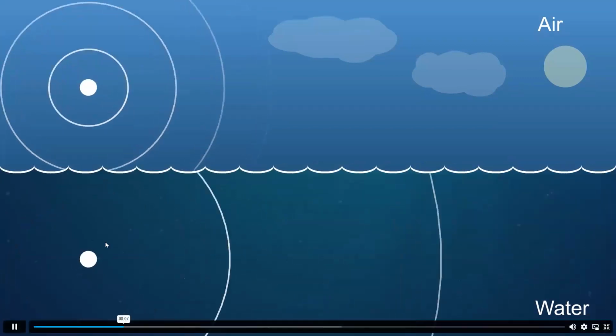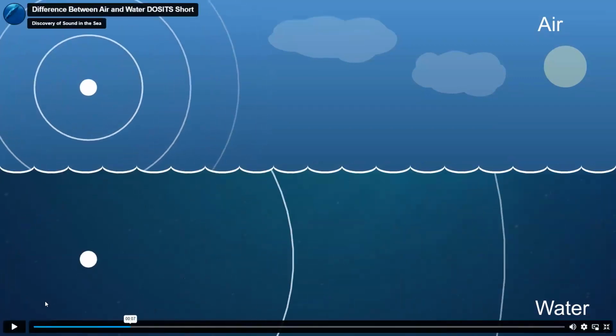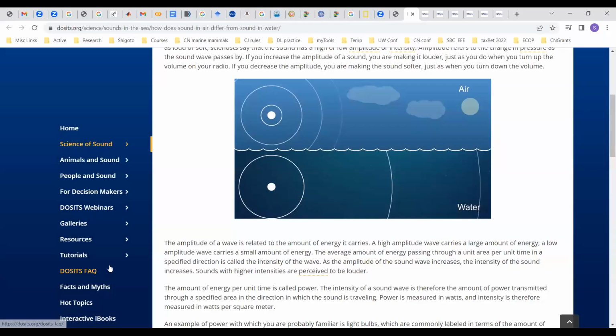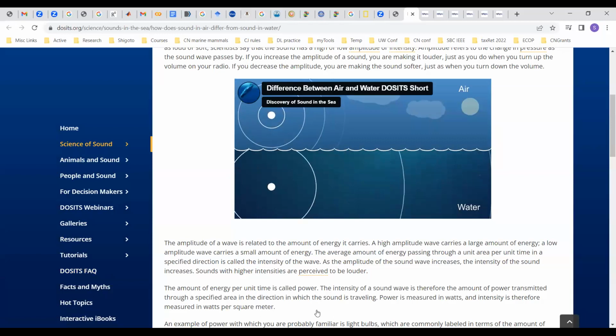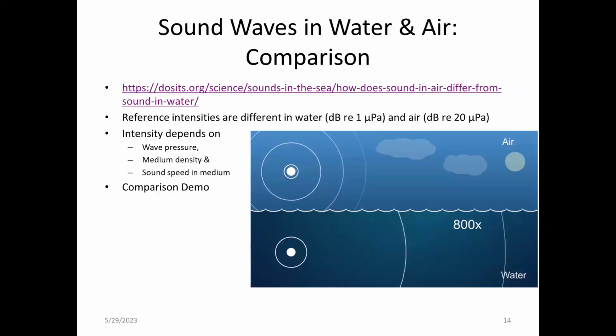Differences between air and water. The intensity of a sound wave depends not only on the pressure of the wave, but also the density. So here we go back. Okay. So one thing was the comparison of the sound in air and the water.